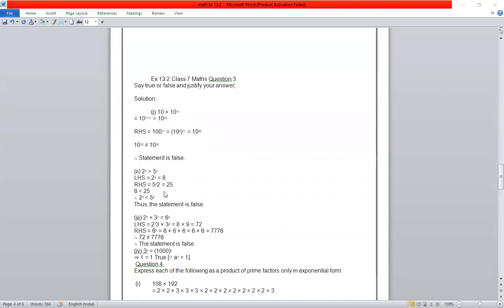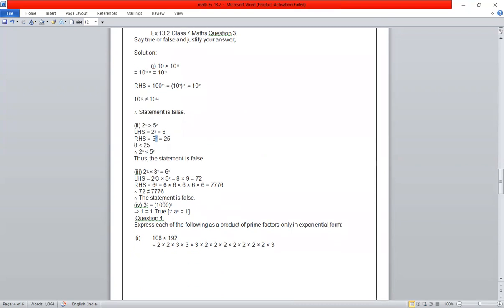2 to the power 3 is greater than 5 to the power 2, they are telling. 2 to the power 3 is nothing but 2 into 2 into 2, that is 2 2s are 4, 4 2s are 8. 2 to the power 3 is 8. 5 to the power 2 is nothing but 5 into 5, that is 25. So 8 is not greater than 25, but they have given 8 is greater than 25. The statement is false.